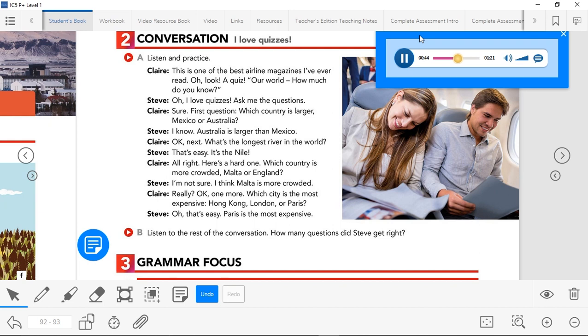Okay, next. What's the longest river in the world? That's easy. It's the Amazon. All right. Here's a hard one. Which country is more crowded, Malta or England? I'm not sure. I think Malta is more crowded. Really? Okay, one more. Which city is the most expensive, Hong Kong, London, or Paris? Oh, that's easy. Paris is the most expensive.